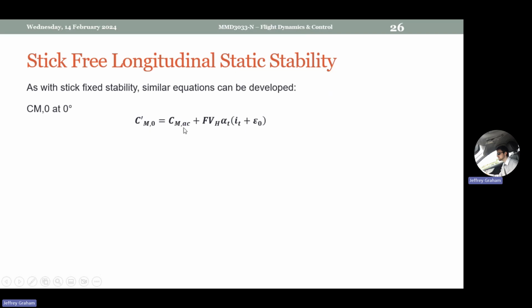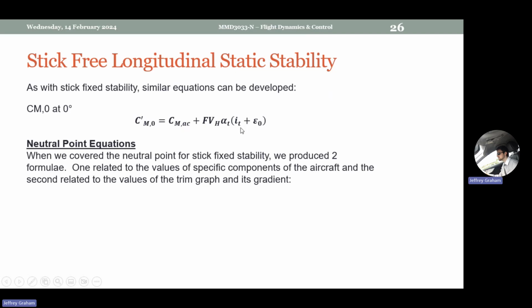So CMO, this is a previous formula that I've introduced in other videos. Coefficient of moment at the aerodynamic center, there's our free elevator factor, VH again, angle for the tail section, angle of attack, tail incidence, and the downwash. The rest of them, neutral points and our trim graph, basically the formulas aren't changing too significantly. It's just working out what the F value is in this.